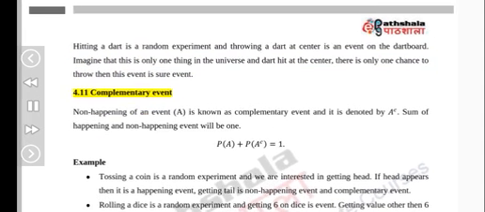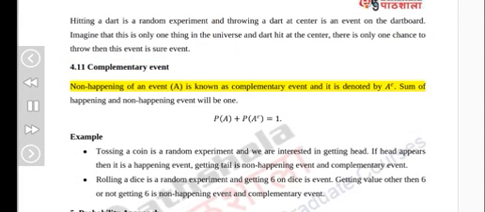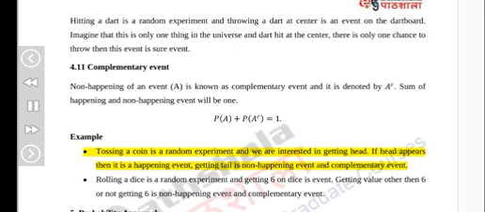4.11 Complementary event. Non-happening of an event A is known as the complementary event and it is denoted by A^C. The sum of the happening and non-happening event will be 1. P(A) plus P(A^C) equals 1. Example. Tossing a coin is a random experiment and we are interested in getting head. If head appears, then it is a happening event. Getting tail is the non-happening event and complementary event. Rolling a dice is a random experiment and getting 6 on the dice is an event. Getting a value other than 6, or not getting 6, is the non-happening event and complementary event.